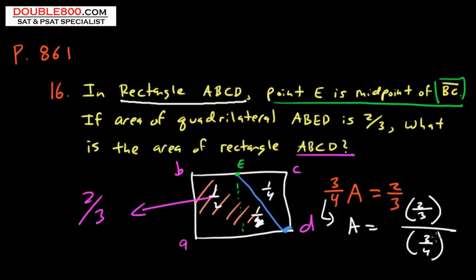Again, you could use your calculator. I always recommend looking at the answers because sometimes the answers will be in decimals. Here we have fractions, so you want to keep them in fractions. But remember, if we're dividing by 3/4, that's the same as multiplying by the inverse, which is 4/3. And so we just multiply across and we get 8/9. That is the answer. That is the value of the whole rectangle ABCD.